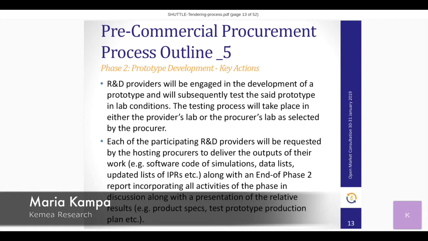In phase 2, which concerns the prototype development, the key actions are that the R&D providers will be engaged in the development of a prototype and will subsequently test the said prototype in lab conditions. The testing process will take place in either the provider's or the procurer's lab, as selected by the procurer. Each of the participating R&D providers will be requested by the hosting procurers to deliver the outputs of their work along with an end-of-phase 2 report, incorporating all the activities in this specific phase, along with a presentation of the relative results.